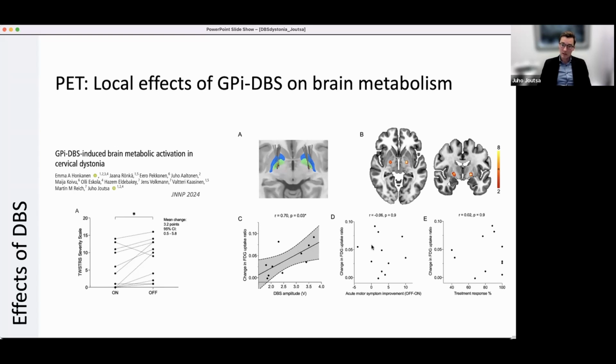However, what was curious is that the level of activation in the stimulation target in the GPi had zero correlation with symptom improvement. It didn't correlate with symptom improvement when comparing the time of the on scan and the time of the off scan, nor did it correlate at all with the overall improvement following DBS treatment.